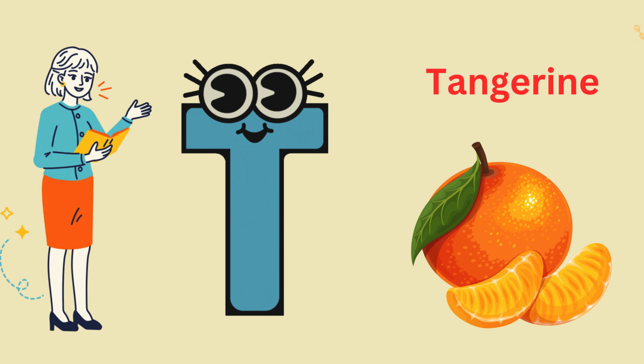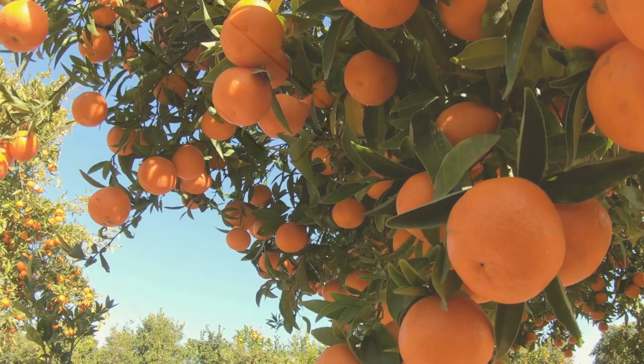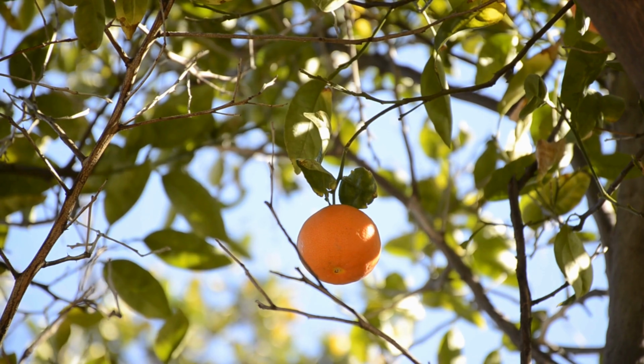T is for tangerine. Tangerine. T is for tangerine. U is for ugly fruit. Ugly. U is for ugly fruit.